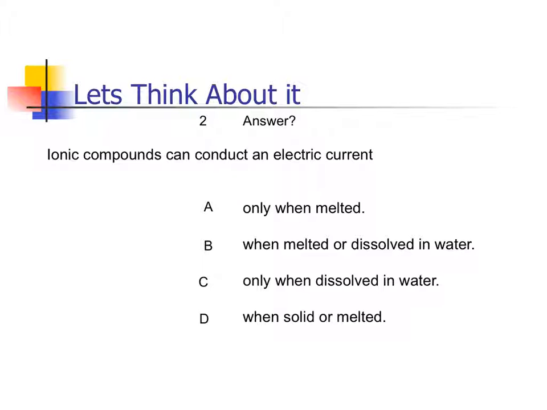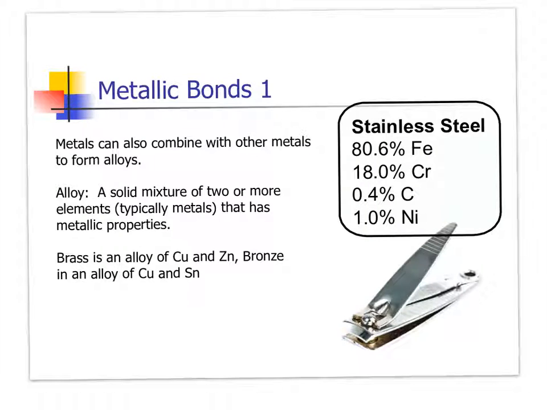Ionic compounds can conduct an electric current. Metals can also combine with other metals. Now, these are known as mixtures. You need to understand that it is a mixture. Alloys are mixtures.